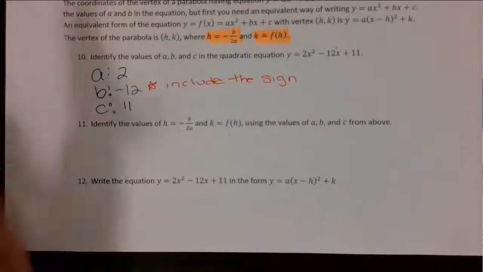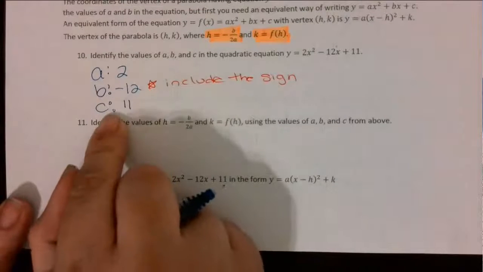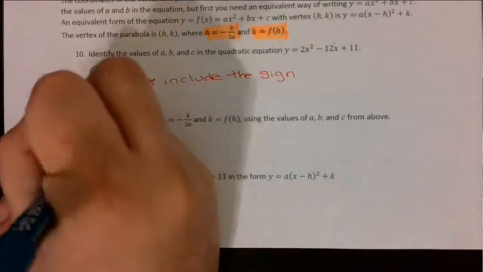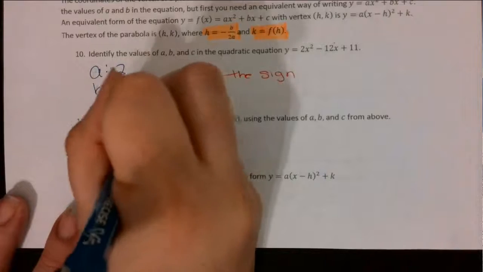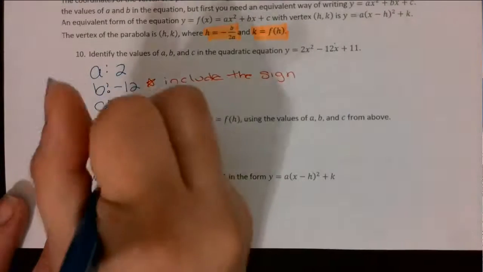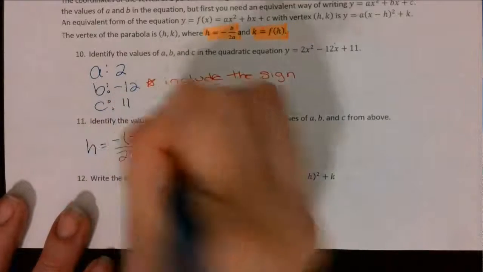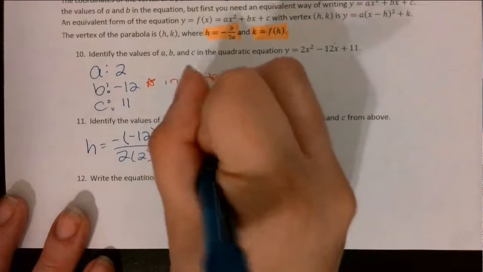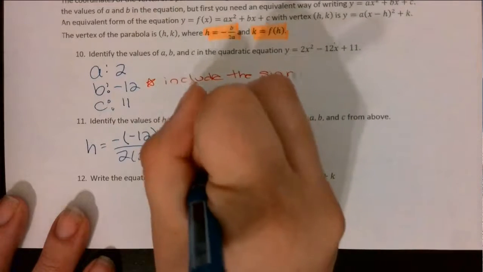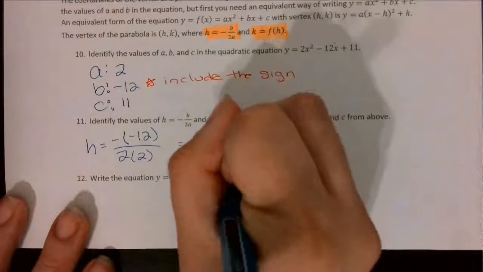Okay. It wants me to plug into these two equations to find the values of h and k. So using a, b, and c that I found right here, I'm going to plug into h. The formula has a negative to begin with. Then I plug in my negative 12. And 2 on the bottom from the formula. My a value is also 2. Then I want to simplify, so I have negative negative 12, which gives me positive. 2 times 2, which gives me 4. H is 3. So I'm going to write that down here.